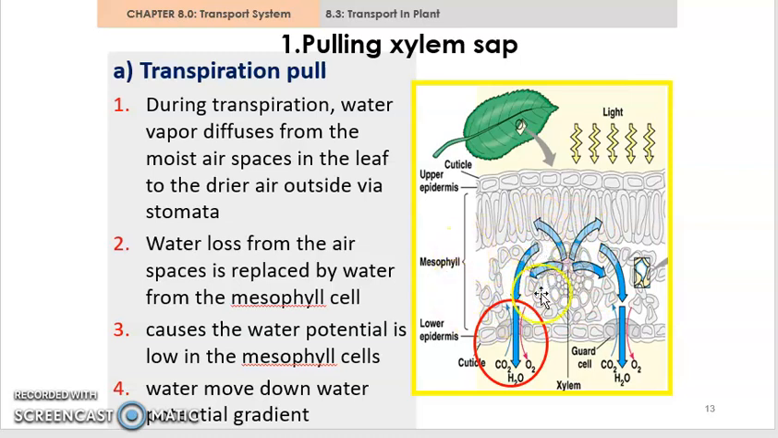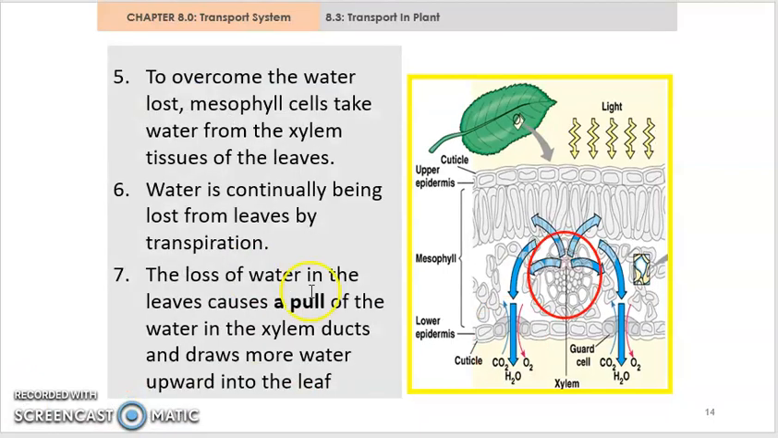And then so what happened to the water potential inside of the mesophyll cell? So it will become low. Okay, and the water will move down the water potential gradient. Move down water potential gradient maksudnya water will move from high water potential to low water potential. So apa yang akan berlaku? To overcome the water loss, the mesophyll cell takes water from the xylem tissue of the leaf. Okay, so this is the xylem. So ni adalah tadi mesophyll. Okay, so untuk overcome water loss, mesophyll cell will take water from the xylem.